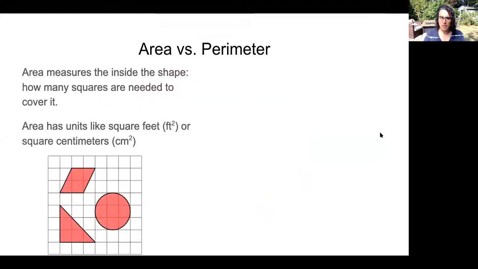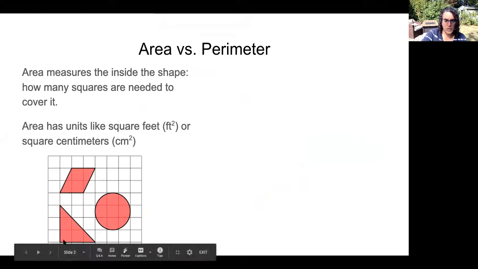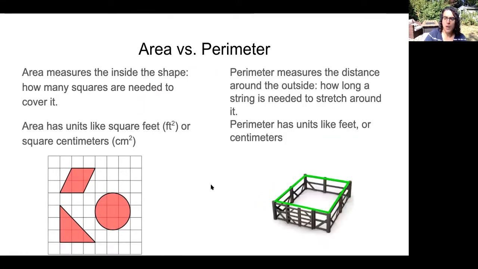So we're going to be talking about two-dimensional shapes and area and perimeter. First of all, I just want to highlight what these mean. Area measures the inside of the shape. It answers the question, how many squares do you need to cover it? Its units are counting squares, so it has units like square feet or square centimeters. You can see that this triangle here takes 1, 2, 3, and 3/2, 4.5 squares to cover it up.